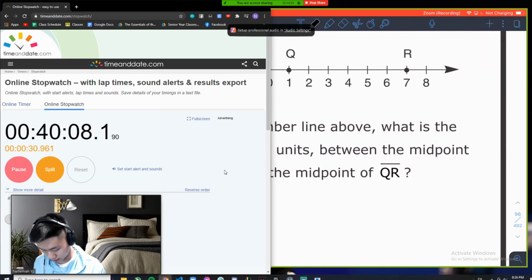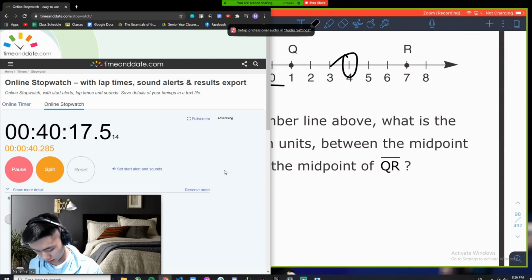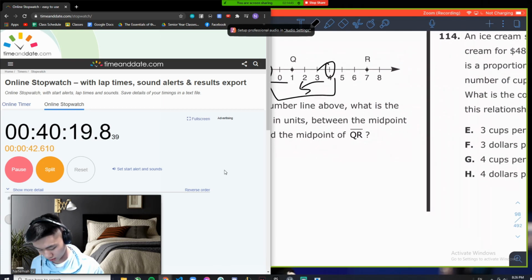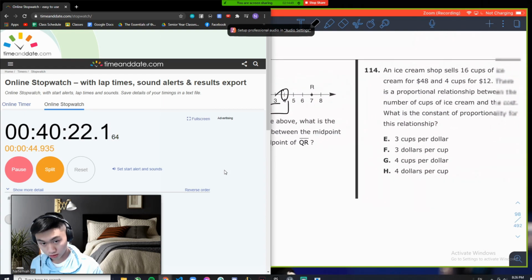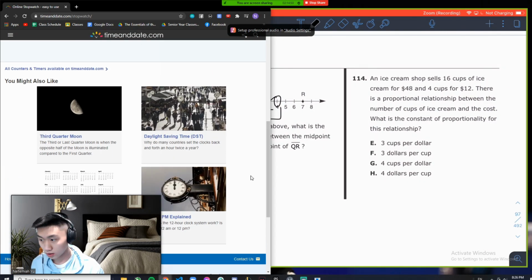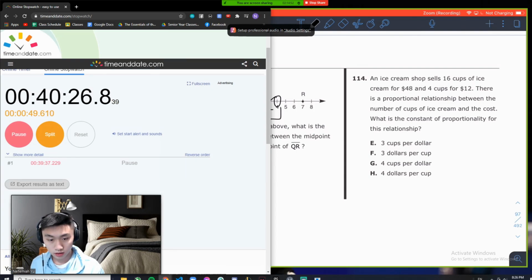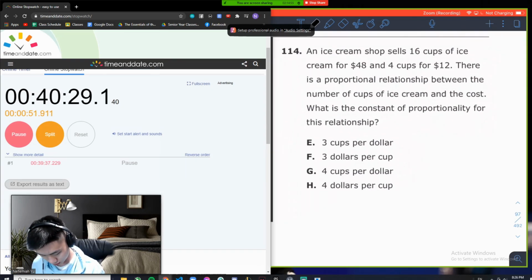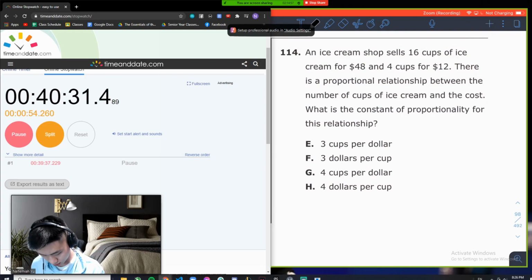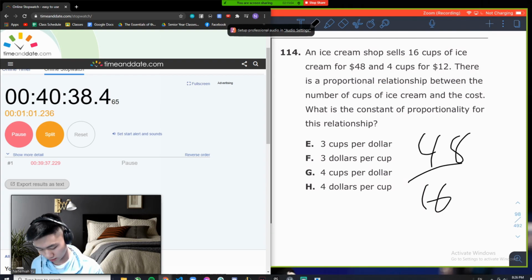We'll find the midpoints, right? Midpoint of PQ. This is -1. Midpoint of QR is 4. So it's just 5. Well, it's just 3. 48 over 60 is 3. $3 per cup. Right.